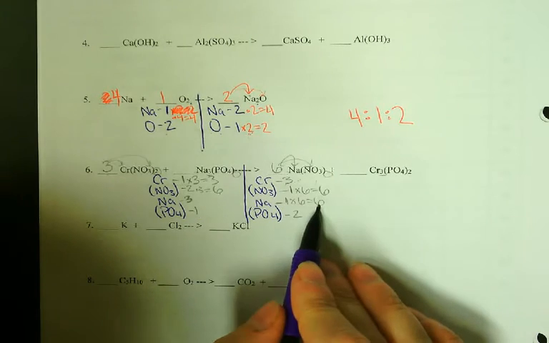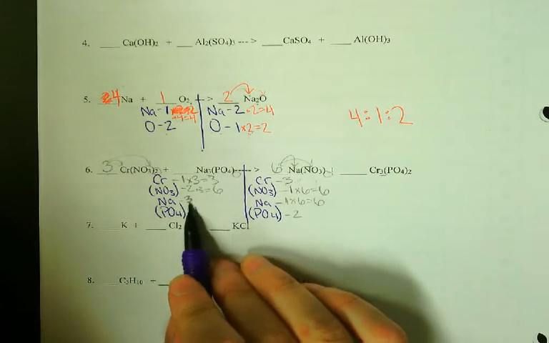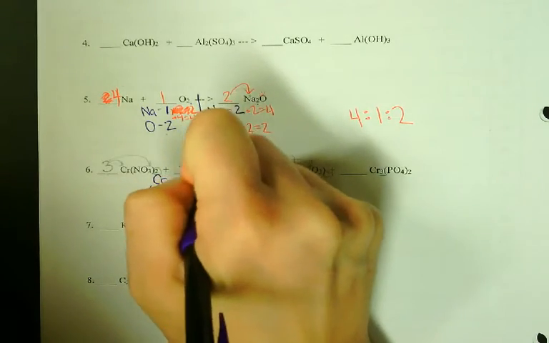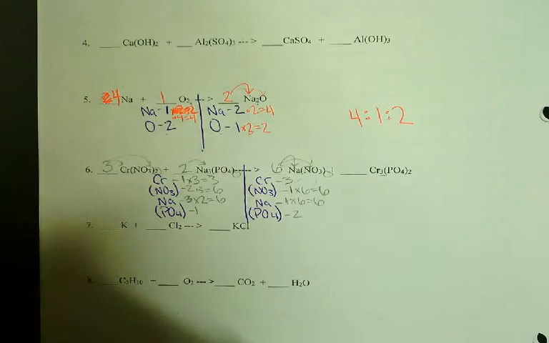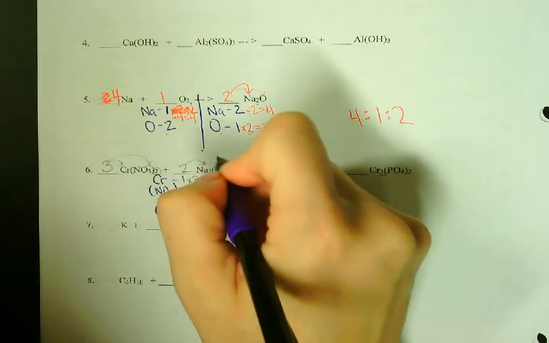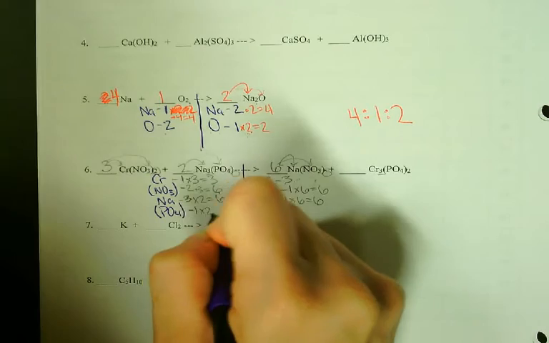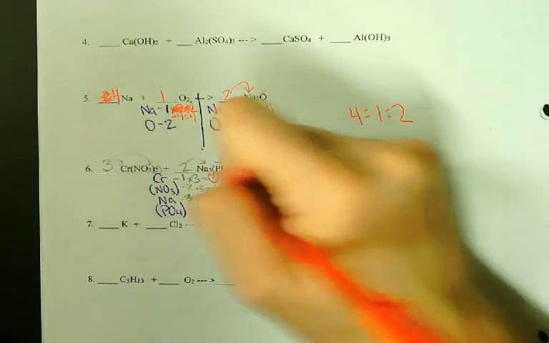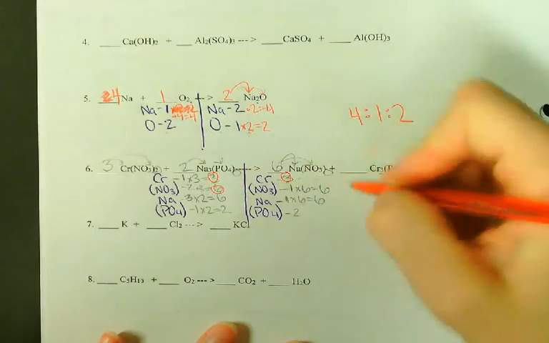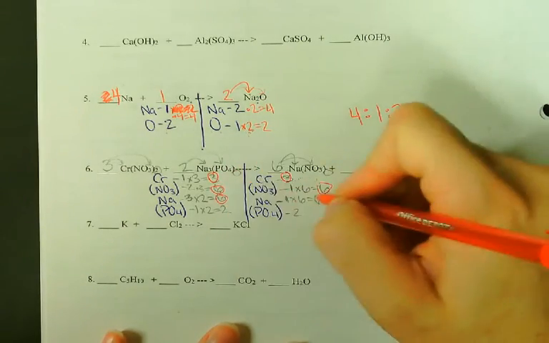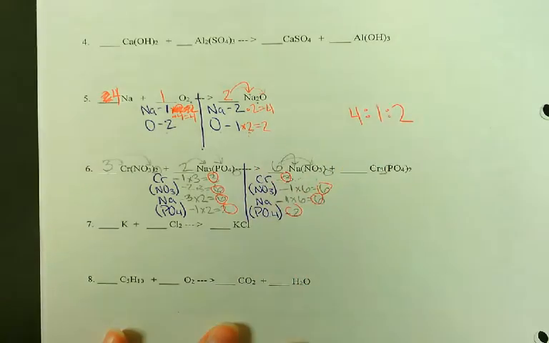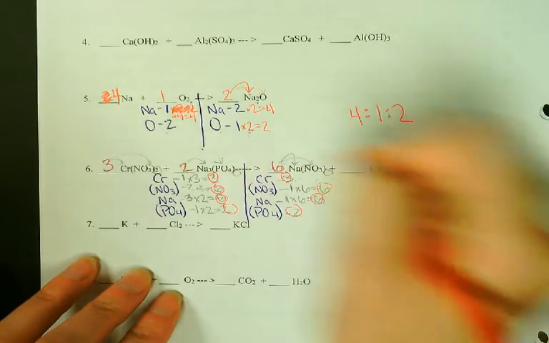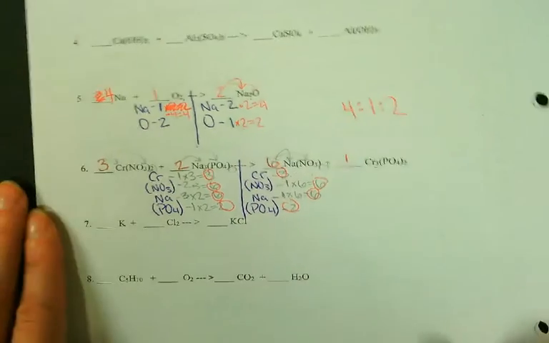Okay, now my product side is the bigger number, so I need to change my reactant side. It's a 3, so to turn it into a 6, I multiply it by 2. The 2 comes out front. That's 2 times 3, 6 sodium. But it's also 2 times 1, 2 phosphate, which, hey look, that's what I wanted anyway. So I've got 3 chromium, 6 nitrate, 6 nitrate, 6 sodium, 2 phosphate, 2 phosphate. So I'm balanced. 3, 2, 6, and if it's blank, it's a 1.